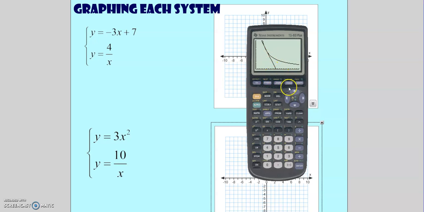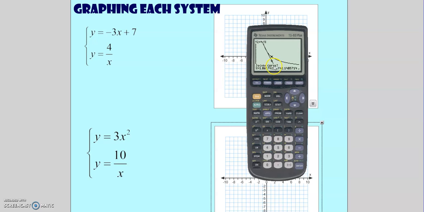So now where we're always going to go is into this calculate, which is your second trace option, and I'm looking for option 5, which is the intersect. So it's asking for the first curve, and it's telling me that my cursor is at 2.5, negative a half. So if I use my left arrow, I'm going to find that my blinky guy is here. So basically by saying first curve, it's saying, is this blinker on one of the lines? Well, yes. So I'm going to hit enter.